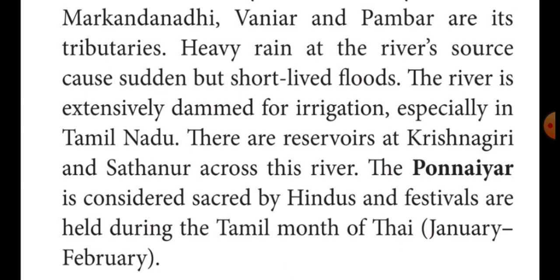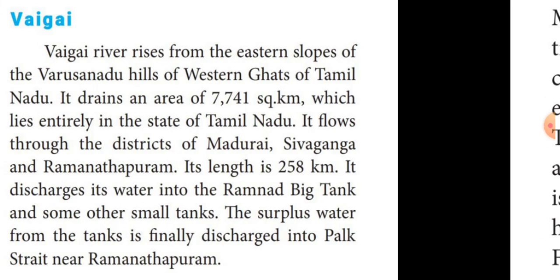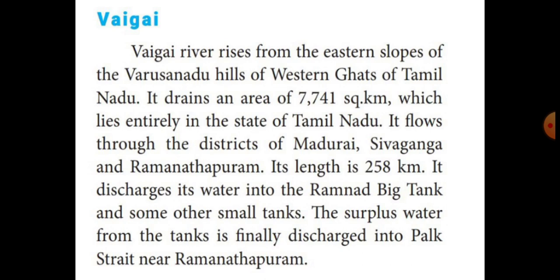This Ponniyar is considered sacred by Hindus, a sacred place of Hindus. They celebrate festivals during the Tamil month of Thai. Then the fourth important river is Vaigai.